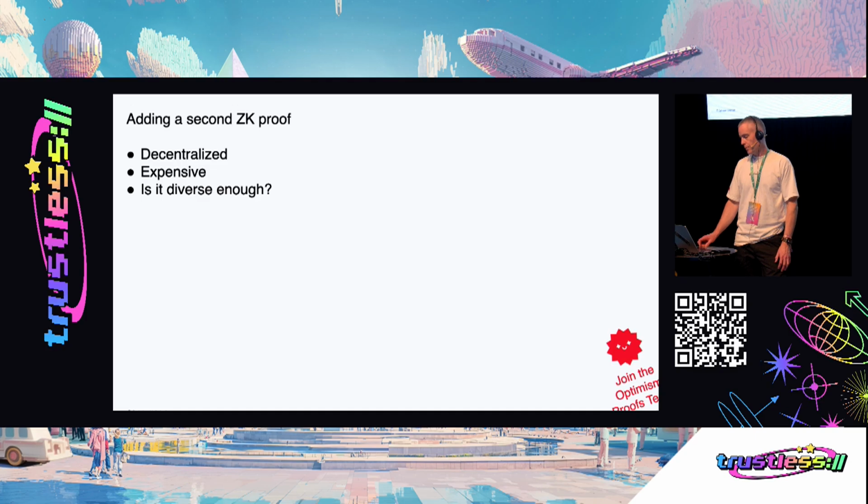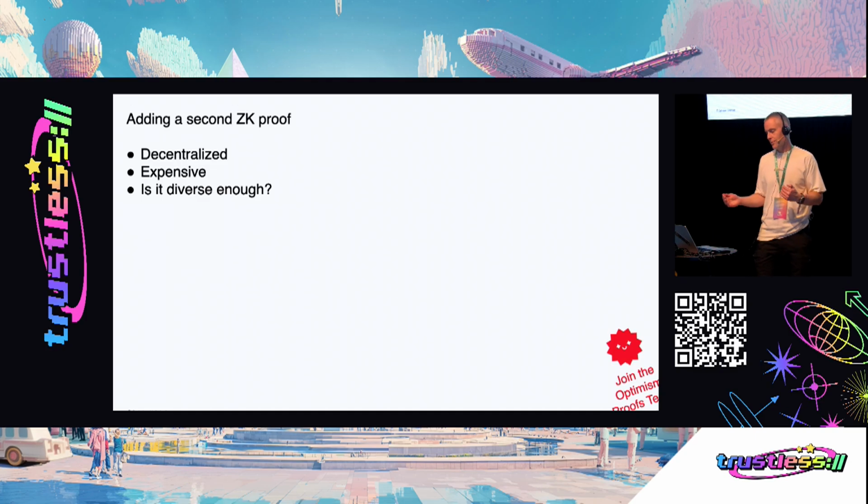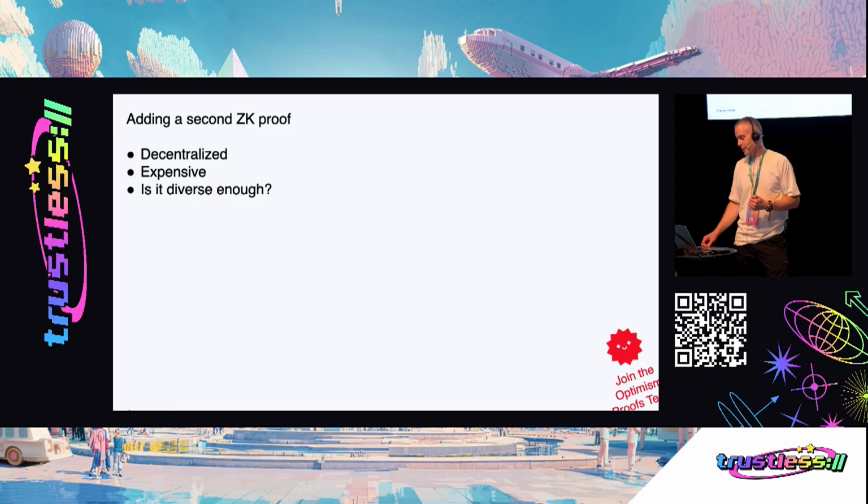Okay, so you could add a second ZK proof. We're going through the list of things that you could add as your second proof. It could be ZK. This is a great option because it's decentralized. It is more expensive. It could potentially be an optimistic ZK proof, which we can talk about, the hybrid thing, later if we have questions, or we have an expert on that here.